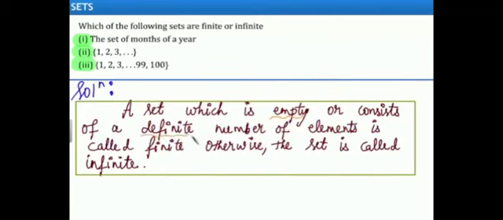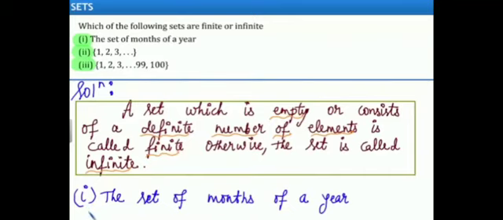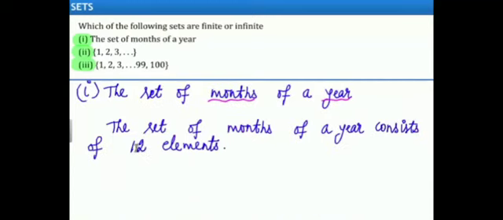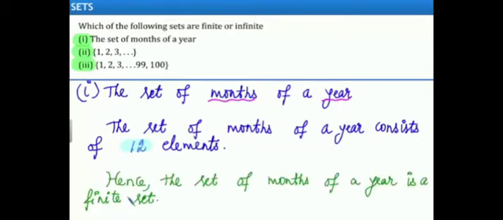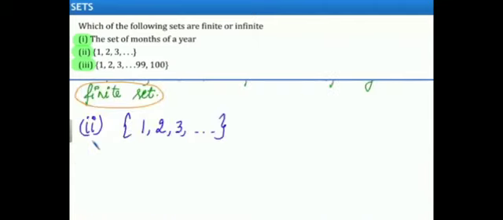यानी कि जिस सेट के अंदर लिमिटेड मेंबर होंगे यानी कि डेफिनेट नंबर ऑफ एलिमेंट्स होंगे उसे हम कहेंगे फाइनाइट, और जिसमें अनलिमिटेड मेंबर होंगे, अनकाउंटेबल मेंबर होंगे, उसे हम क्या कहेंगे, इनफाइनाइट. Let's take an example. First, the set of months of a year. The set of months of a year consists of 12 elements, January to December, and this is countable. Hence the set of months of a year is a finite set, right?